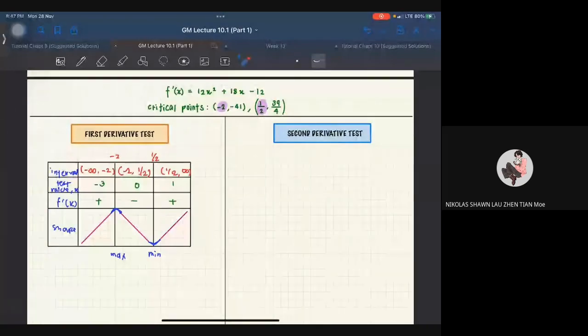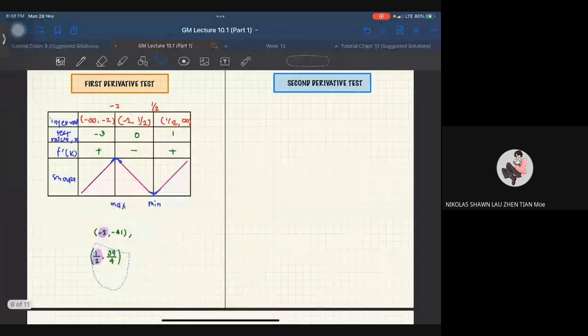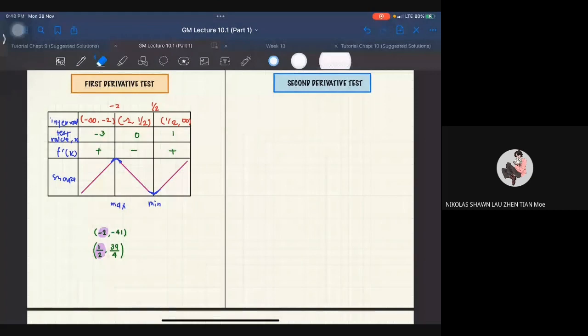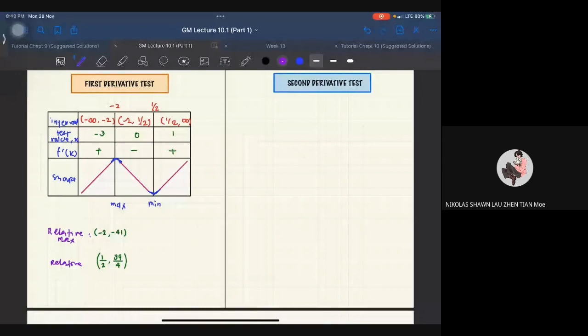So let me just copy down. We got this one, copy and paste it here. Okay, I will call the maximum a relative maximum, and then I will call the minimum a relative minimum.